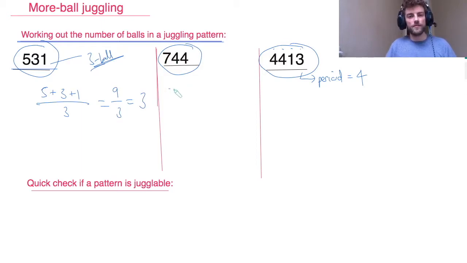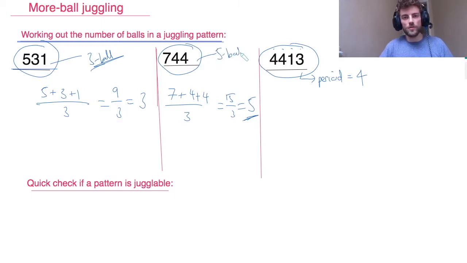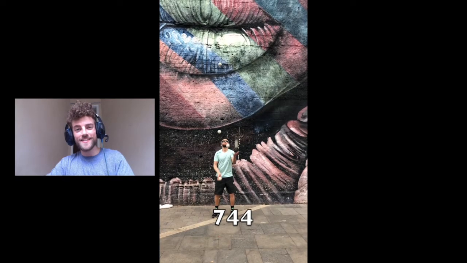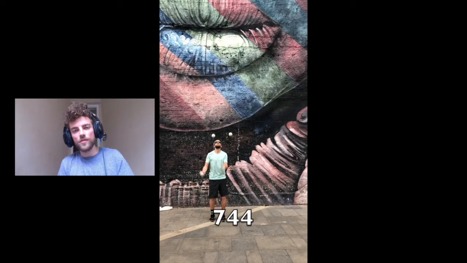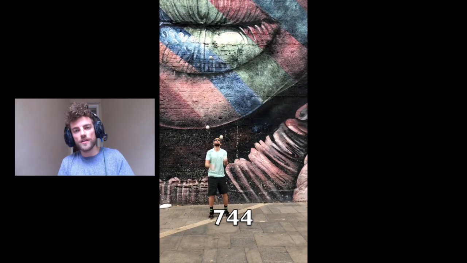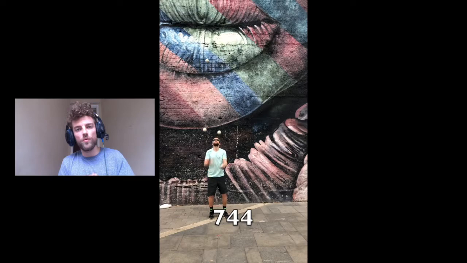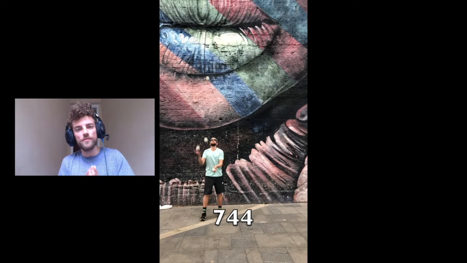What about the mean average of 7, 4 and 4? 7 plus 4 plus 4 over 3 is equal to 15 over 3. This is a 5-ball juggling pattern. And here we can see it in action. The 7 is the high crossing throw, and the 4s are the throws which are returning to the same hand. 7, 4, 4, 7, 4, 4, 7, 4.